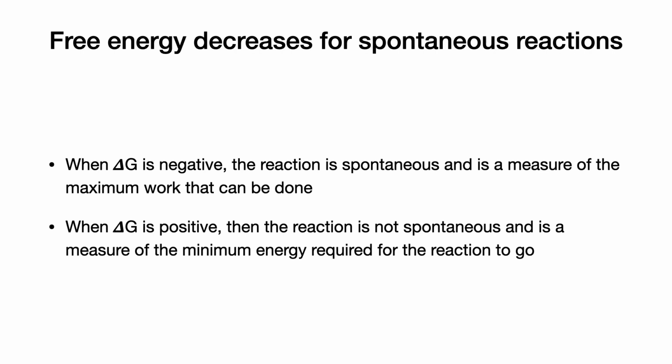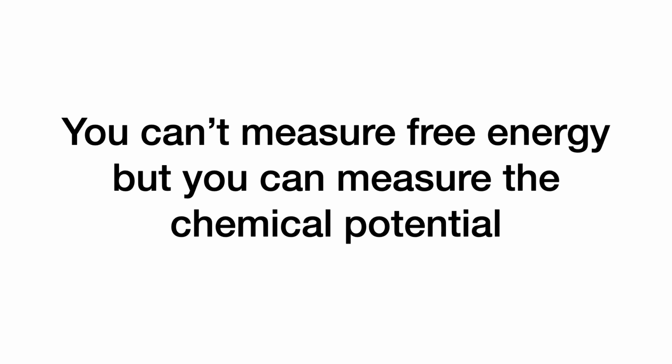When the delta G is negative, the reaction is considered spontaneous and is a measure of the maximum work that can be done. When the delta G is positive, then the reaction is not spontaneous, and it is a measure of the minimum energy required for that reaction to go. But you can't measure free energy.